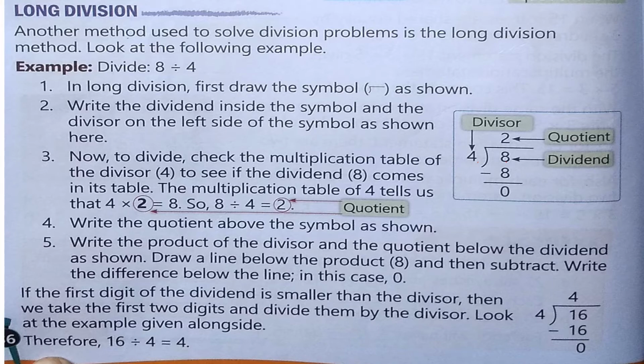Write down the product of the divisor and the quotient below the dividend. So we write here that 4 multiplied by 2 is 8. Now make a line, give the subtraction symbol, and do the subtraction. We write the difference below the line. In this case the difference is 0.